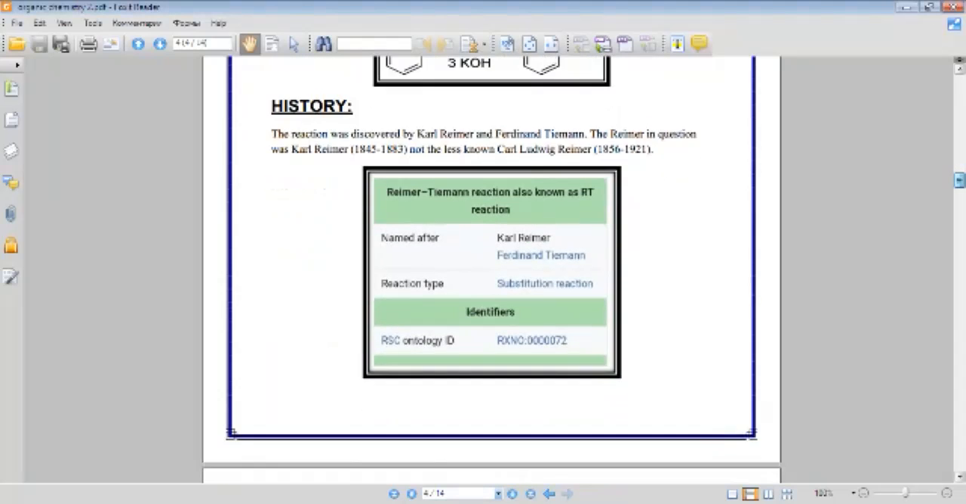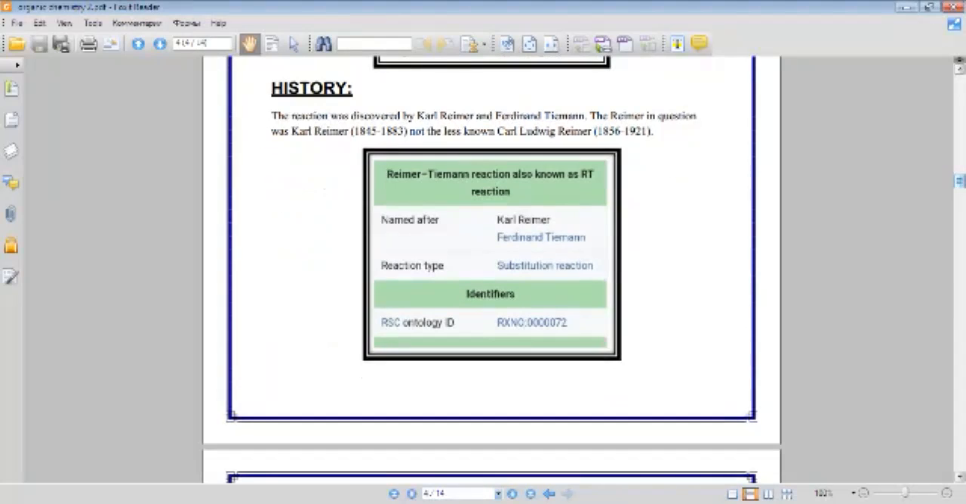So next, move towards its history. The reaction was discovered by Karl Reimer and Ferdinand Tiemann. This reaction is named after Karl Reimer and Ferdinand Tiemann, and this is a type of substitution reaction.